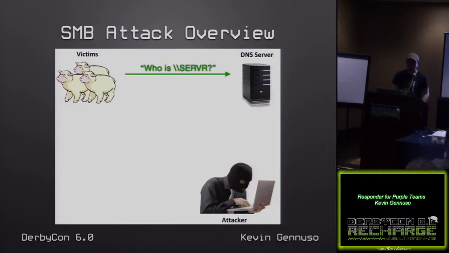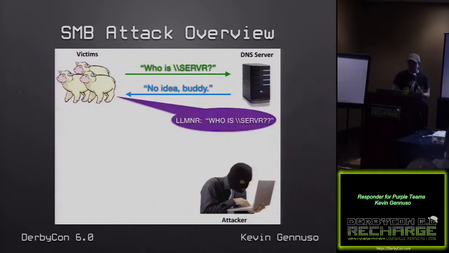So this is basically how it works, where you have a victim who maybe mistypes. They're trying to get to a file share, and they say \\serve R. They mistyped it. They meant to get the server, but they typed serve R. So DNS is like, what are you talking about? I don't have an entry for that.